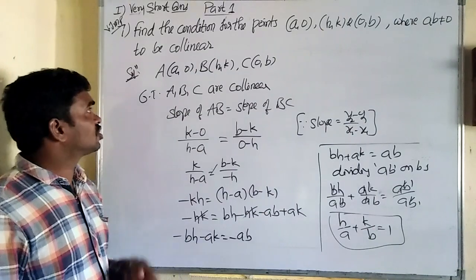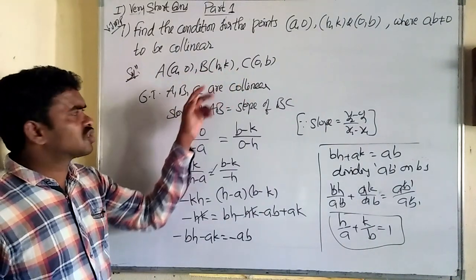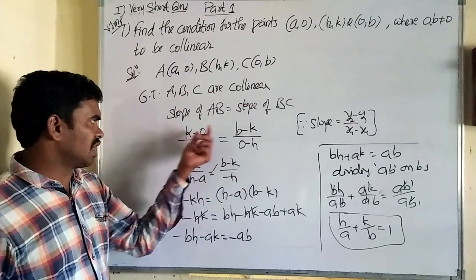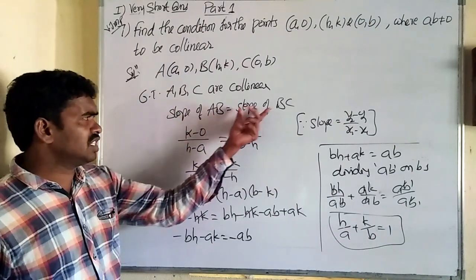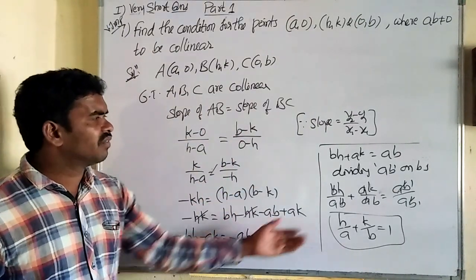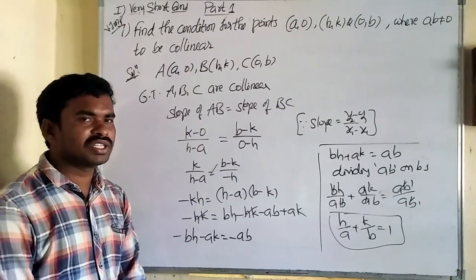Okay. So given A, B, C are collinear, immediately collinear means slope of AB equals slope of BC. What is slope of AB? k minus 0 by h minus a. What is slope of BC? b minus k by 0 minus h. Substitute and simplify, we get the condition h by a plus k by b is equal to 1.